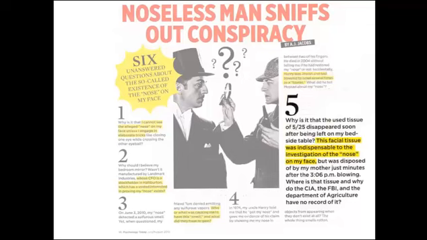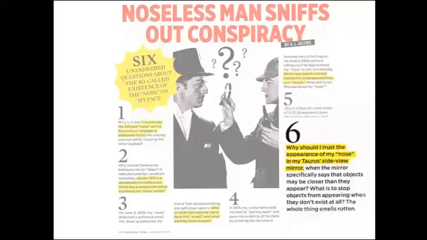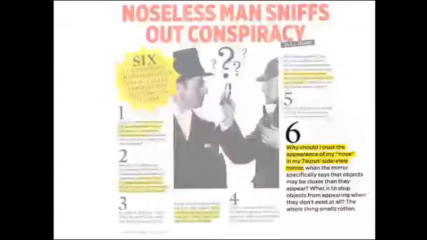5. Why is it that the used tissue of May 25th disappeared soon after being left on my bedside table? This facial tissue was indispensable to the investigation of the nose on my face, but was disposed of by my mother just minutes after the 3:06 p.m. blowing. Where is that tissue, and why do the CIA, the FBI, and the Department of Agriculture have no record of it? 6. Why should I trust the appearance of the nose in my Taurus's side view mirror when the mirror specifically says that objects may be closer than they appear? What is to stop objects from appearing when they don't exist at all? The whole thing smells rotten.